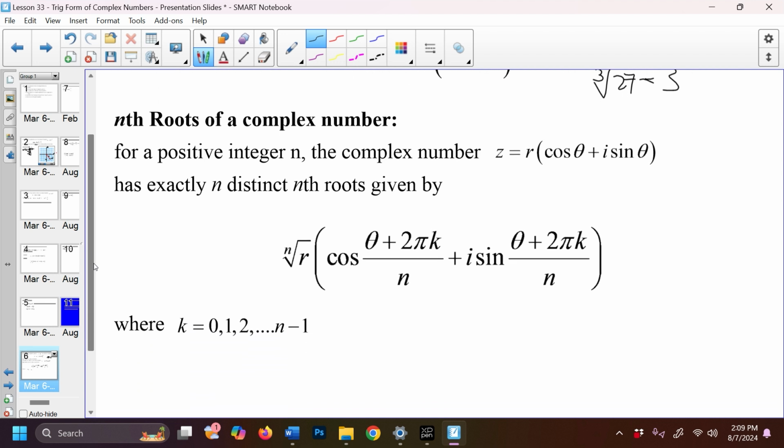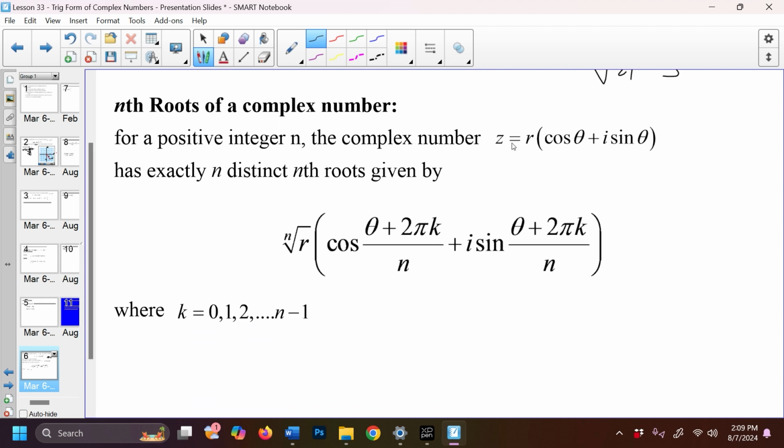And the way that you calculate those, if I start with z equal to r times (cosine theta plus i sine theta), it has exactly n distinct nth roots given by: you take the nth root of whatever that modulus is, and then you take the cosine and plug it into this expression here. So you go (theta plus 2 pi k) divided by n, and these n's match up. And then k, the way you calculate k, you start with 0, and then you go 0, 1, 2, 3, all the way up to n minus 1. And since you're counting with 0 instead of 1, you still have your n different roots.